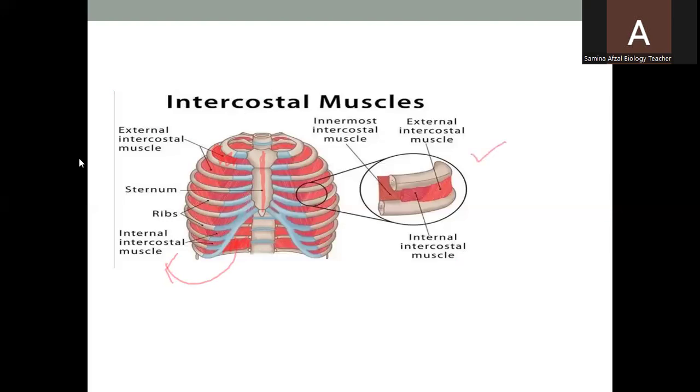You can see a magnified small part of the intercostal muscles. These muscles in this direction are external intercostal muscles, and the internal intercostal muscles are of this shape. So they play a very great role when we inhale or exhale.